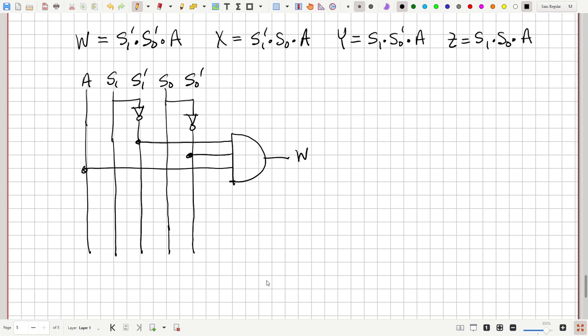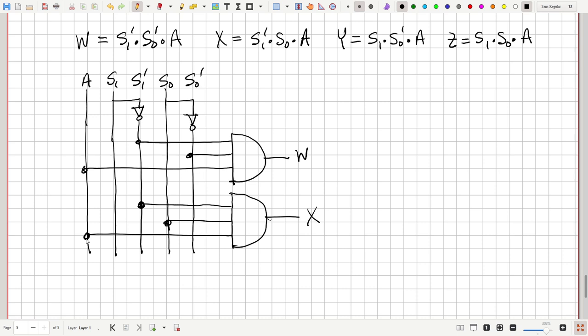And let's just do X, and then you'll see the pattern here. For X, we're going to have a 3-input AND gate. And the inputs are going to be not S1, so we come over here to not S1, S0, zeros here, and A. And that would be X, and likewise for the Y and the Z.